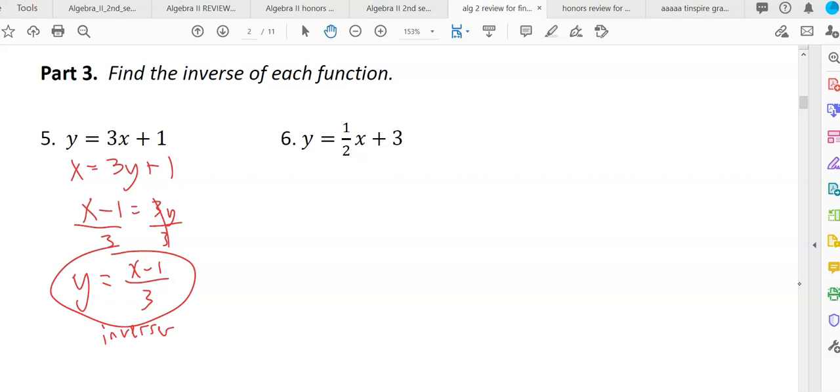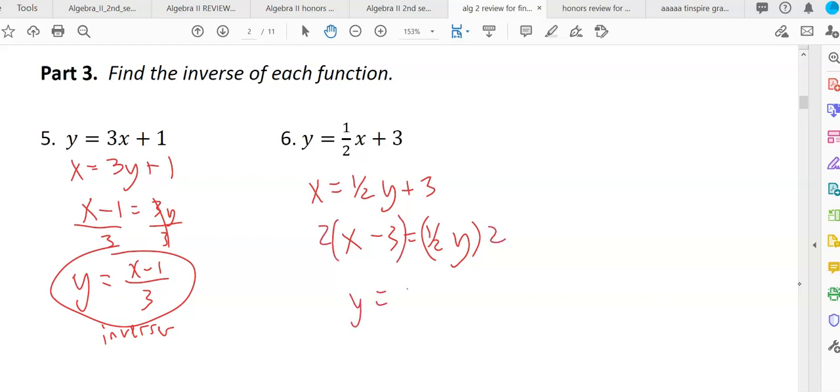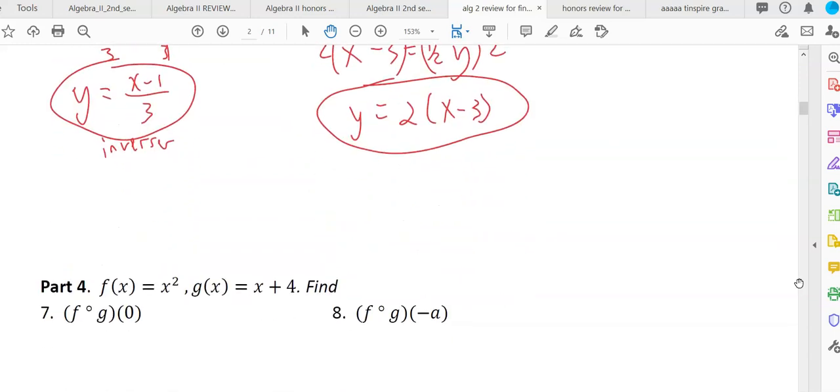Kind of makes sense, right? Instead of adding 1, we're subtracting 1. Instead of multiplying by 3, we're dividing by 3. Multiply both sides by 2. So you get y equals 2 times x minus 3. I'd be fine to leave it in that form. You're multiplying by 2 instead of dividing. You're subtracting 3 instead of adding 3. It's the inverse function.